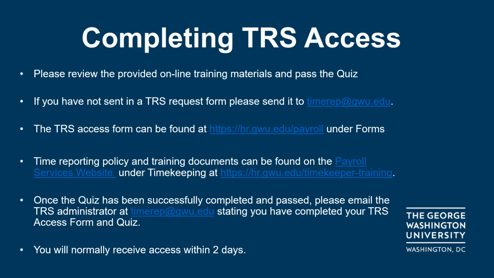at https://hr.gwu.edu/timekeeper-training. Once the quiz has been successfully completed and passed, please email the TRS administrator at timerep@gwu.edu stating you have completed your TRS access form and quiz. You will normally receive access within 2 days.